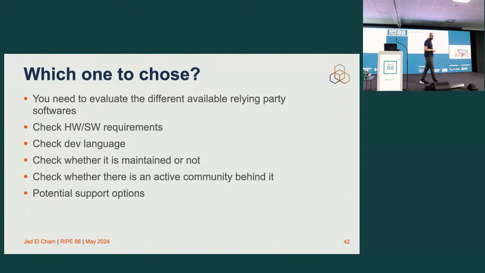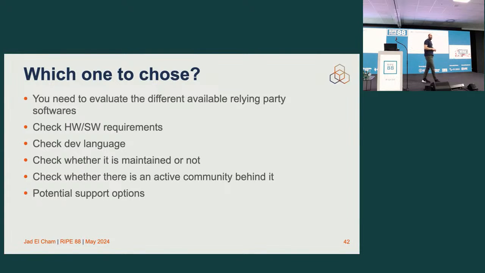Check whether there is an active community behind it. So if this is important for you, if you want to make sure that what you're deploying in your network right now has enough support out there, that it will be maintained for the next few years. So that's typically a good indicator if you have an active community behind it. And usually I wouldn't include this, but check if you can have potential support options.